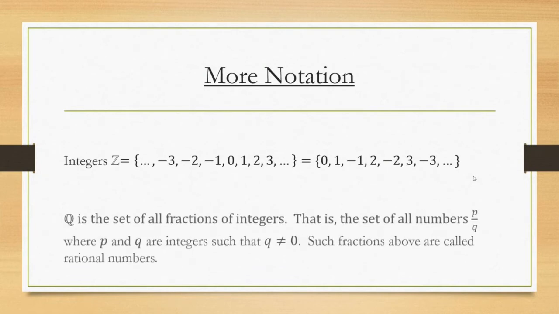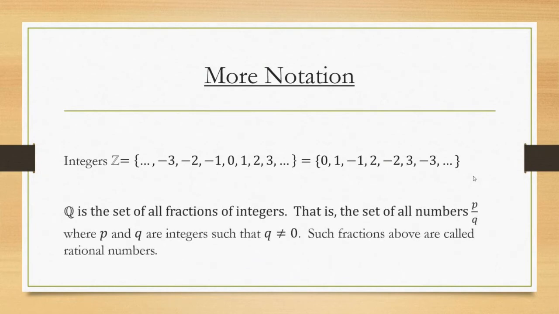Now, another set that we're going to deal with is the rational numbers. In other words, the fractions of integers. This is when you have all these fractions, with an integer on top as the numerator and a non-zero integer down here. So you have an integer on top, a non-zero integer here. These are the rational numbers.